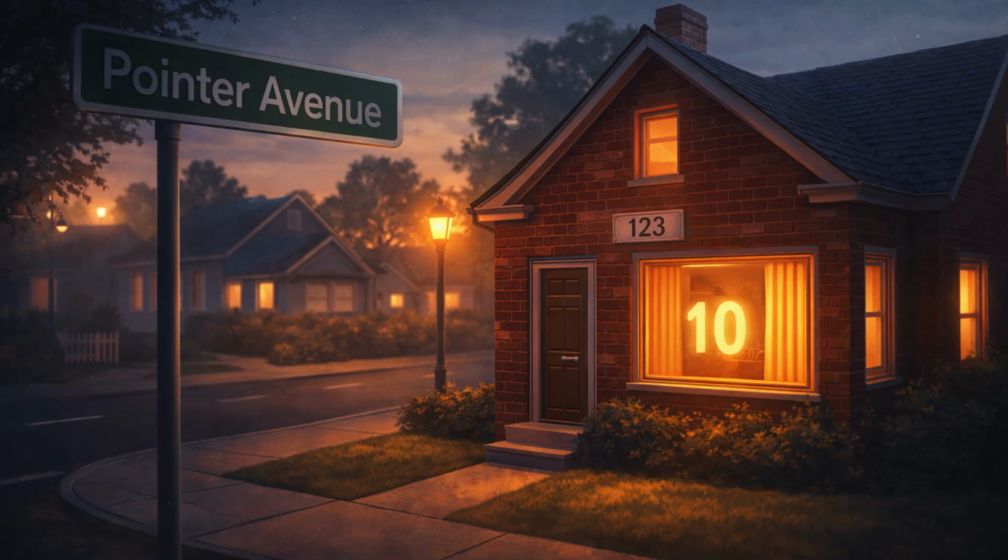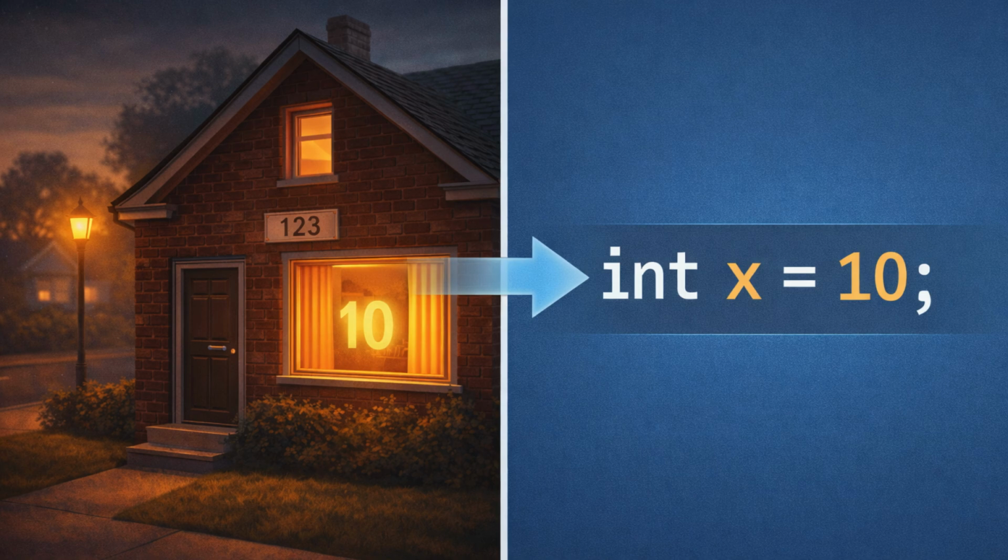Now let's imagine a street called Pointer Avenue. On this street, every house has two things: a unique house number, which is the address, and a family living inside, which is the value. Let's say house number 123 has the value 10.